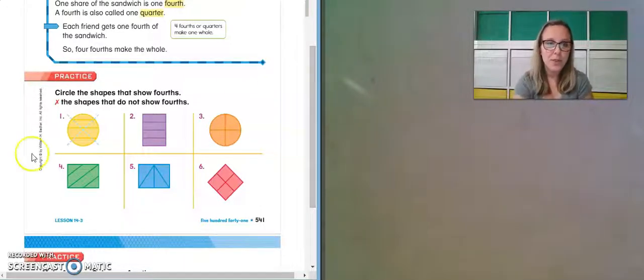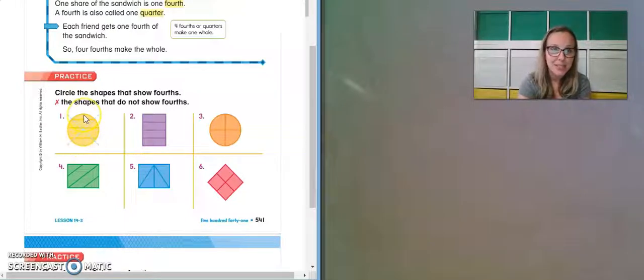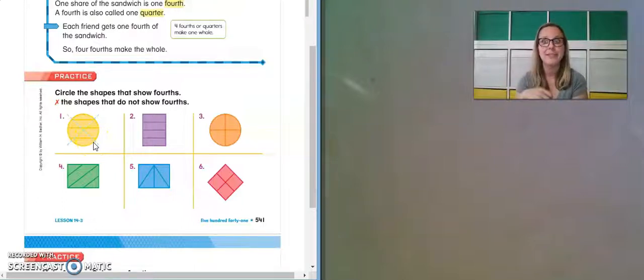So the first one there, that circle, they've shown you, even though it's broken into 1, 2, 3, 4 pieces, these side pieces are much smaller than these middle pieces. So we can't say that those are equal shares, so it's not fourths. So they put an X on it. You can go ahead and trace that X right now.